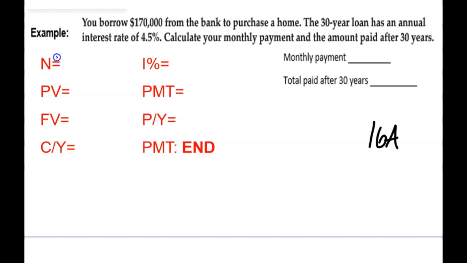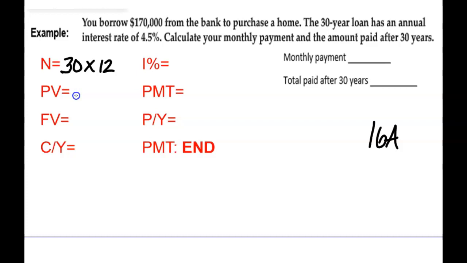N is number of payments. If you borrow money for 30 years and you're making monthly payments, we can literally type in here 30 times 12 and it'll turn into a 360, or you can type 360 in, but it's kind of nice that it'll let you just type in the calculation there. Present value, we are borrowing $170,000.